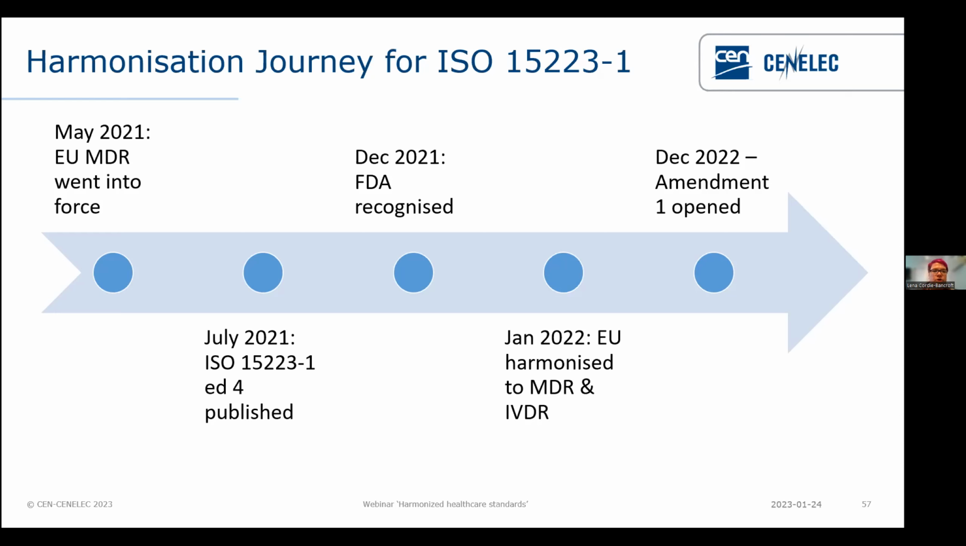ISO 15223 Part 1 Edition 4 was finally published in July of 2021. So that was exciting for everybody who is using the symbols on their labels already at risk, because we weren't sure if the standard was going to be published. Fortunately, that was all positive. And then in December, the FDA recognized the standard for using the symbols. And finally, it was harmonized to the MDR and IVDR. That was January of 2022.